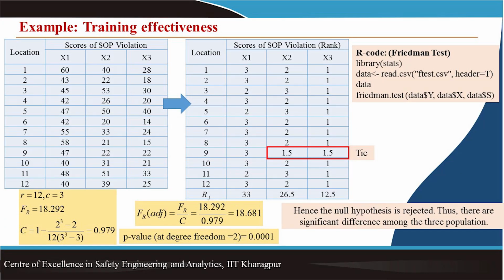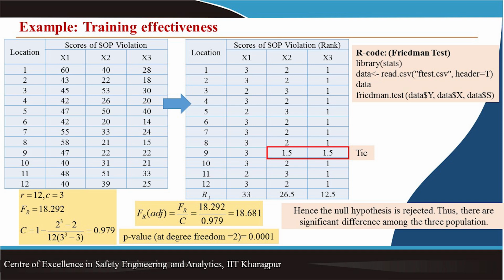The same example we have considered here. What we have done is, as there are 3 training programs, the ranks will be 1, 2, 3 for each of the rows. That way ranks are computed against each row, and there is one tie, which is also broken, and ultimately using R code we found the values.